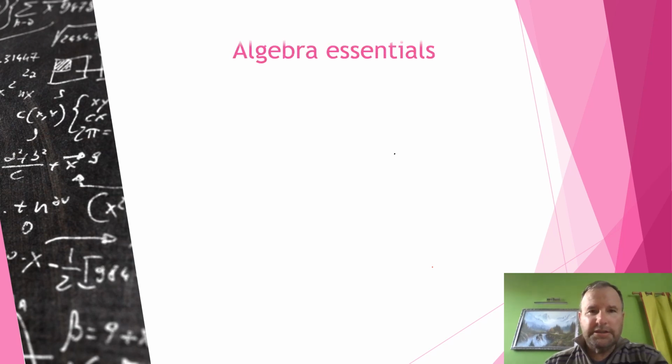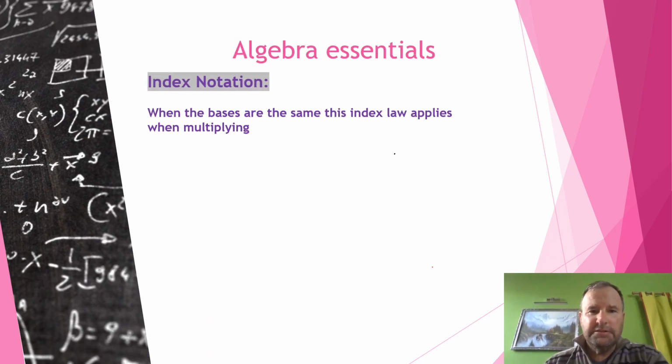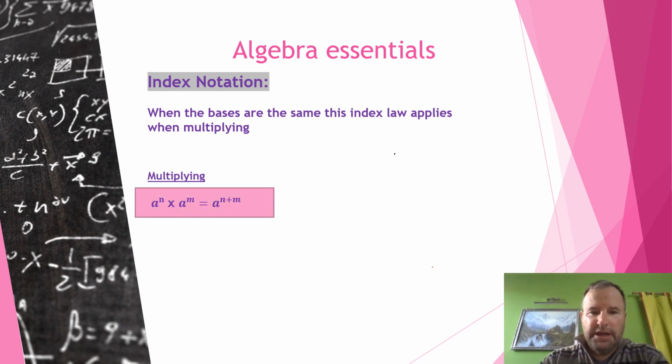Okay, looking at the next slide, we've got index notation. When the bases are the same, the index law applies when multiplying. That is the rule below. a to the power of n times a to the power of m equals a to the power of n plus m. So you literally add the powers together when the bases are a or x. When they're multiplied, you add the powers together. Addition.